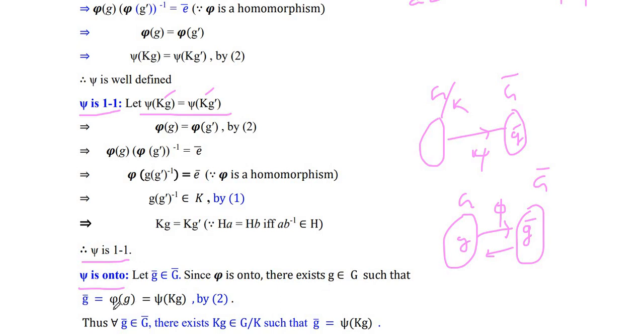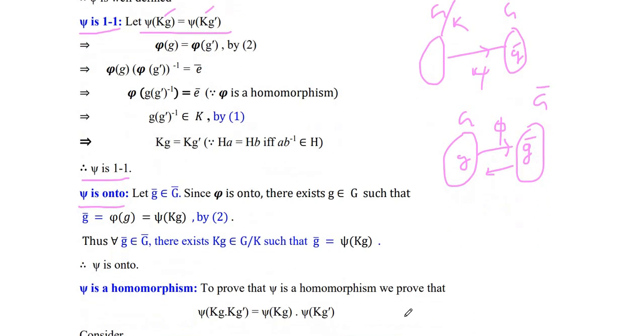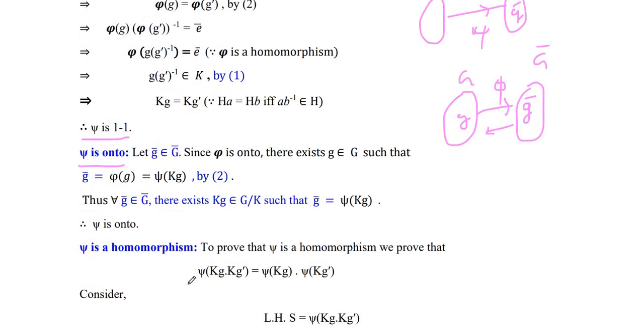But once I have g, I can talk about Kg present in G mod K. So you have this phi of g by 2 to be psi of Kg. So for every g bar in G bar, there exists one Kg in G mod K such that g bar is psi of Kg. So this shows that psi is onto. We have got psi to be onto because we are given phi to be onto.